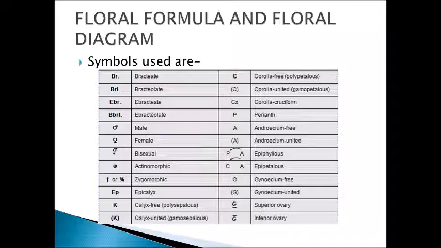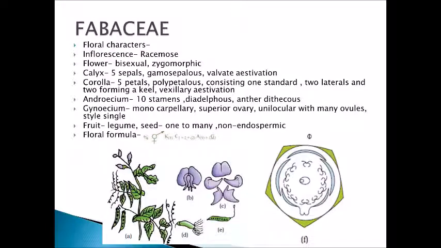So now with these symbols, we'll see two dicot families and one monocot family, in which we will use these symbols according to their characteristics. The first family is Fabaceae. The floral characters are: inflorescence is of racemose type, flowers bisexual and zygomorphic. Zygomorphic can be divided into two equal halves only in one particular vertical plane.